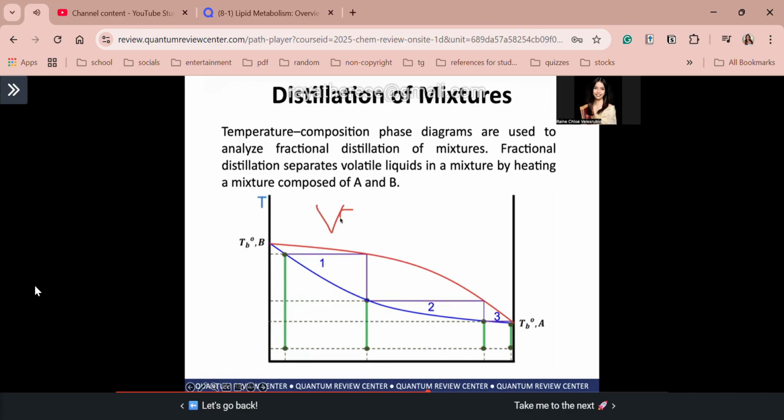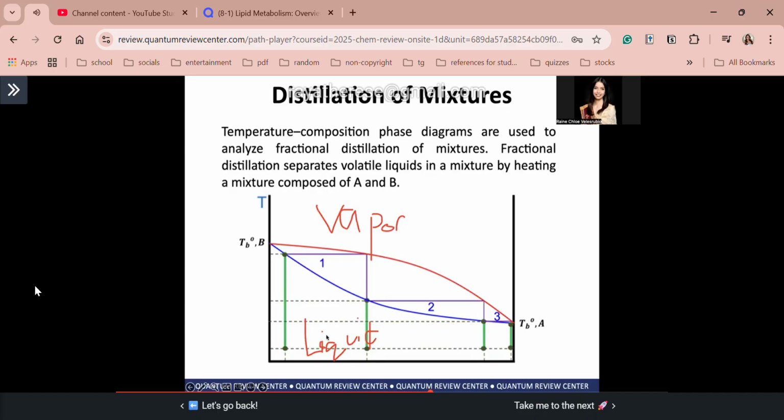So meaning guys, this is your vapor. And this is your liquid. Okay? Di ba? As temperature increases, it favors vapor formation, and as temperature decreases, it favors liquid formation. Okay? So what happens? So for example, you have a mixture with components A and B. Di ba? So si A, it is more volatile than B. Now, when you heat the mixture guys, A will turn into vapor more easily. Kasi nga mas volatile siya.